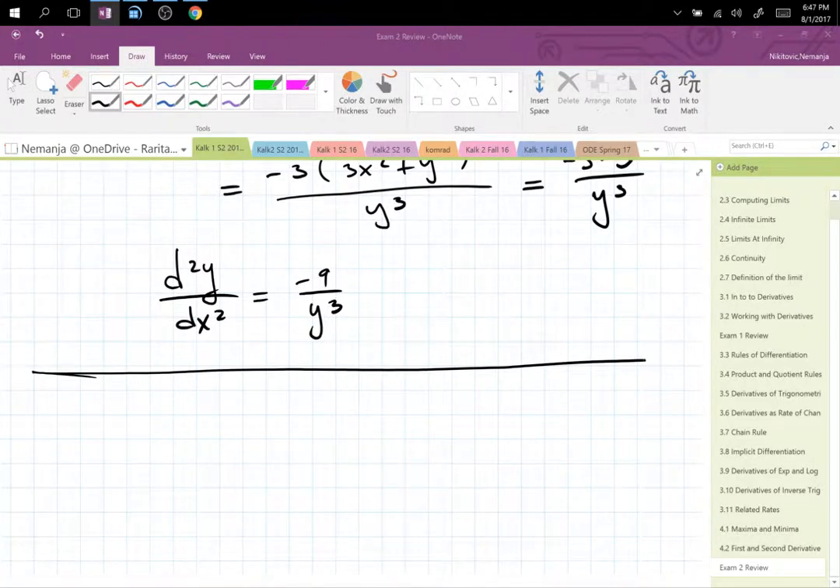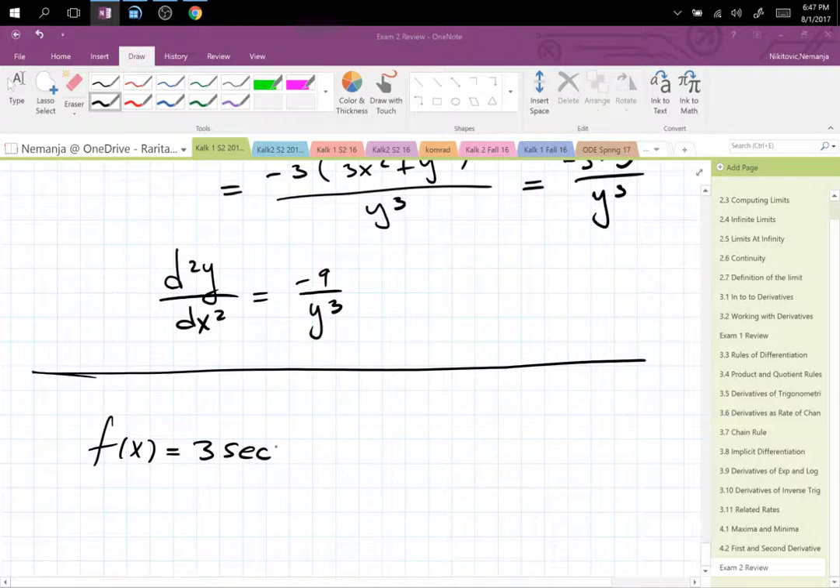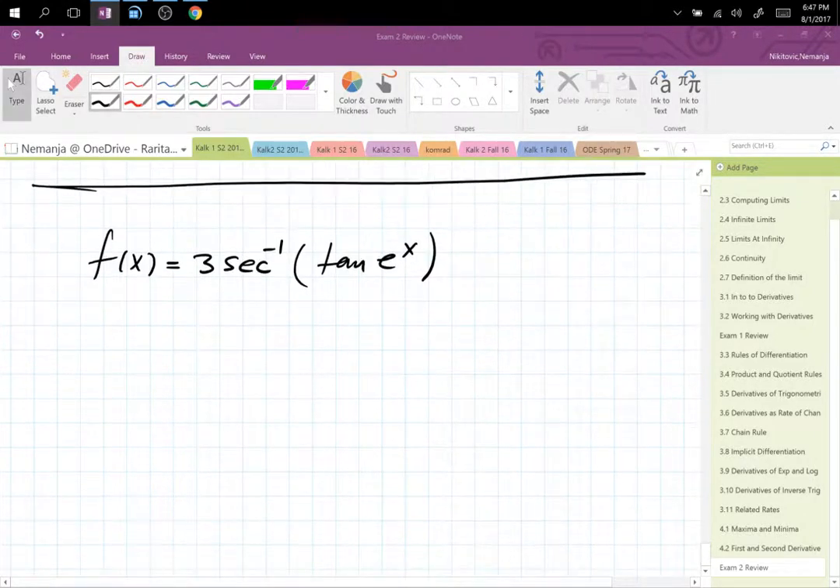Anything else? Yes. F of x equals 3 inverse secant of, so -1, I'm actually keeping my parentheses, tan e to the x. All right. This is a really cool question.